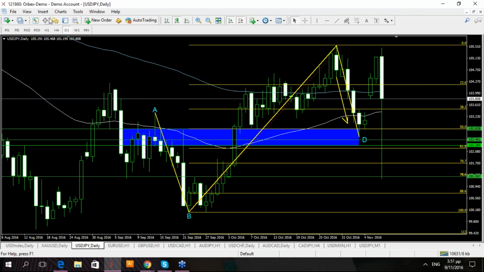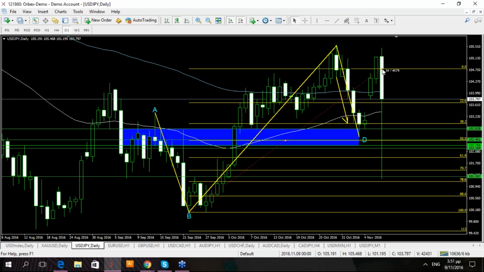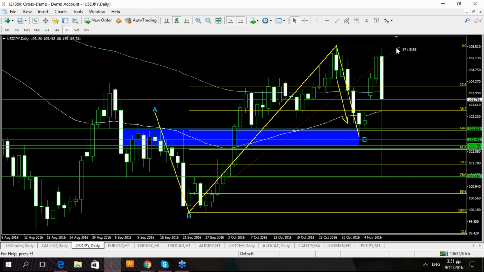61.6. Okay, the 61.8 is right there. Now I will pull that X to C. So this is my C right there, right? It's the same thing basically, not much difference from that, because it's sort of like a double top thing.